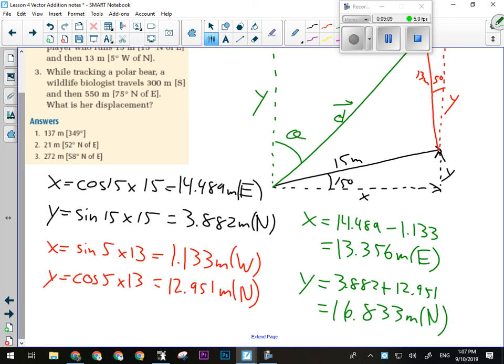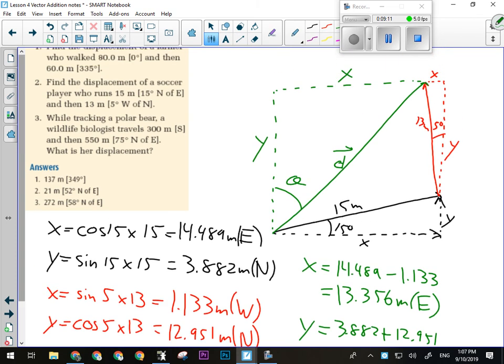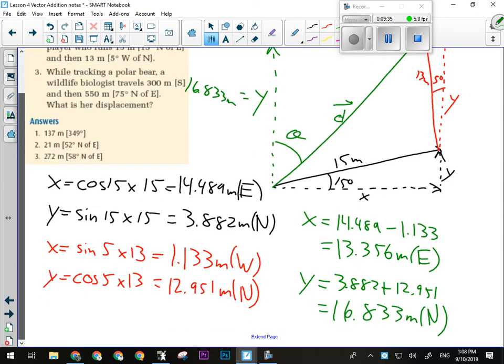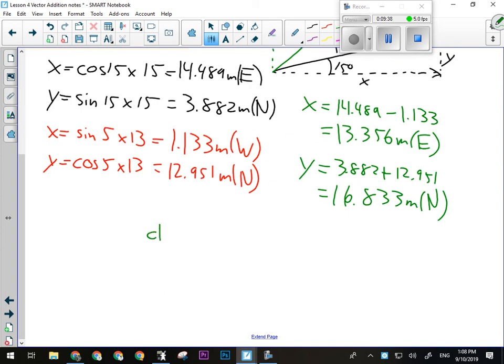Okay, so now I've got these two sides of my triangle. This is 16.833 meters going north. This one here is 13.356 meters going east. Now that I have those two sides, can I find the magnitude of the displacement? Yeah, using Pythagorean theorem. So my overall displacement will be the square root of 13.356 squared plus 16.833 squared.